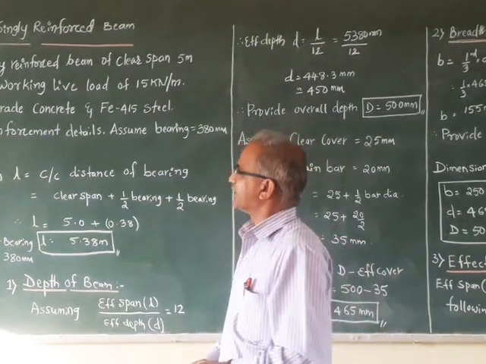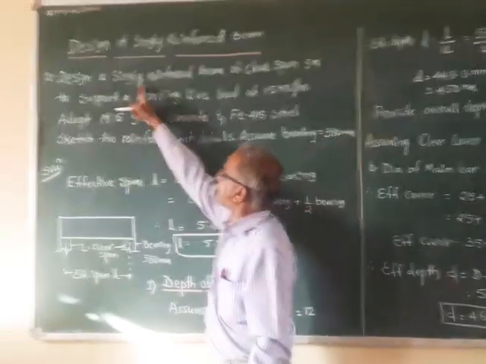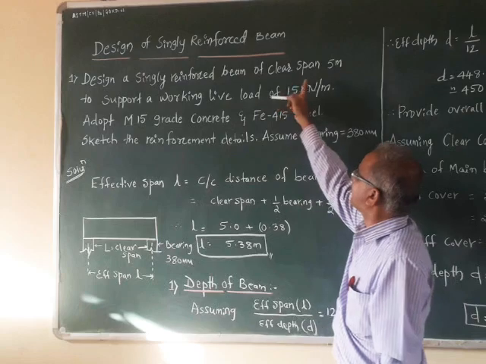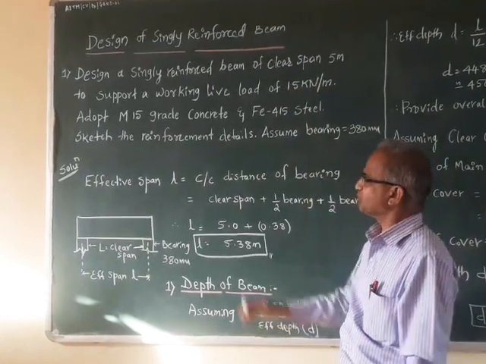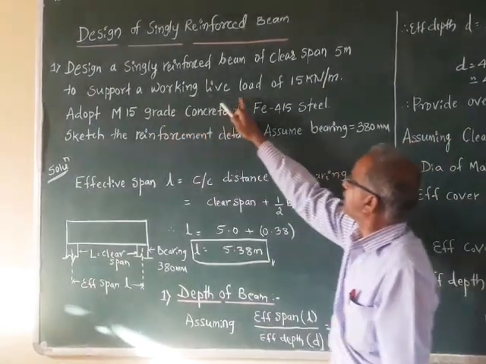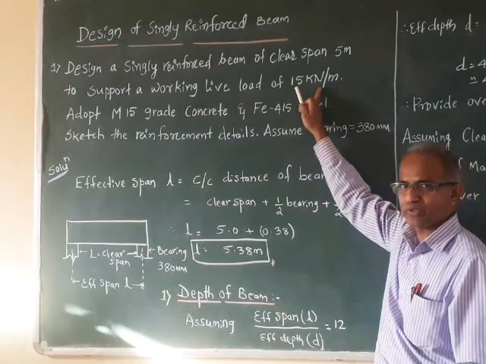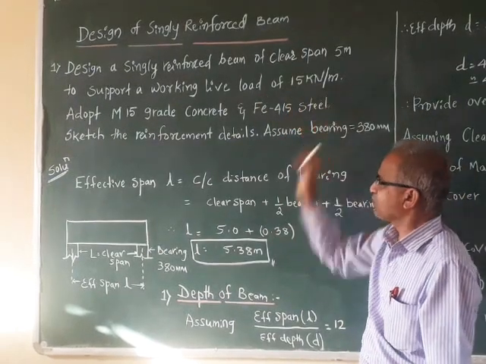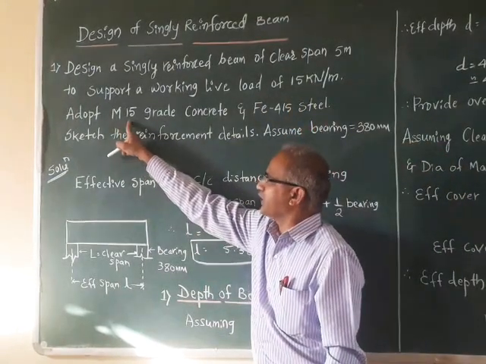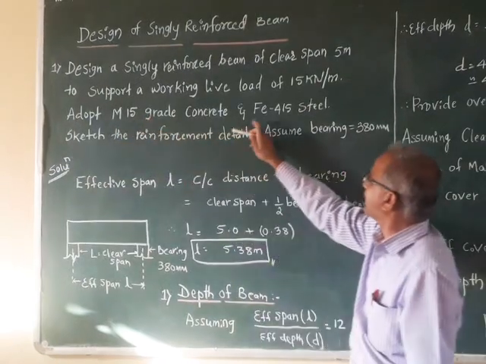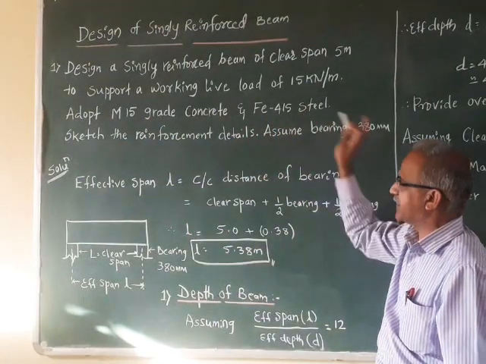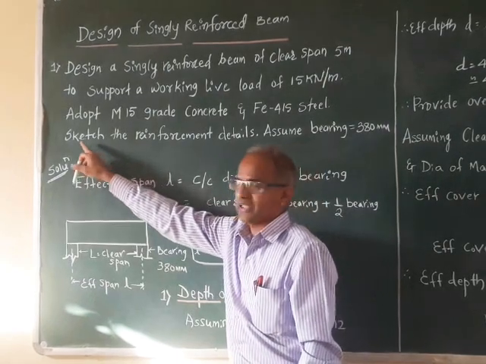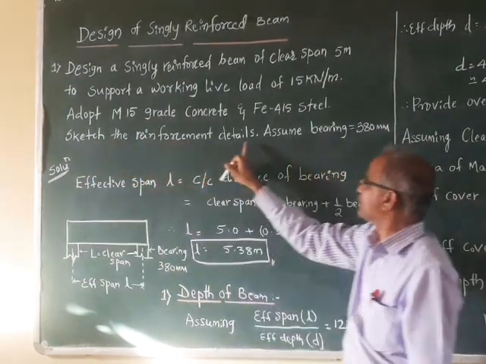So the problem is like this: design a singly reinforced beam of clear span 5 meter to support a working live load of 15 kN per meter. This is a live load. Then adopt M15 grade concrete and Fe415 grade steel. And after the design, you have to sketch the reinforcement details.